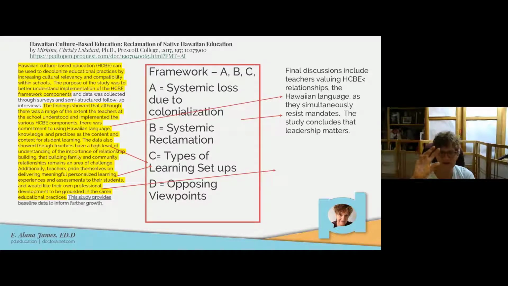I could see when I looked at the lit, everything there, I could see why it was there and how it flowed from there. And it sets up significance. This is significance to the world of people in education with indigenous populations. And they set that up by the discussion of systemic loss due to colonization, because that's the same discussion in literature that all indigenous people around the world will have.